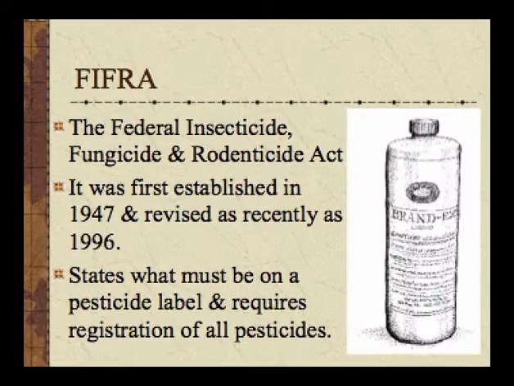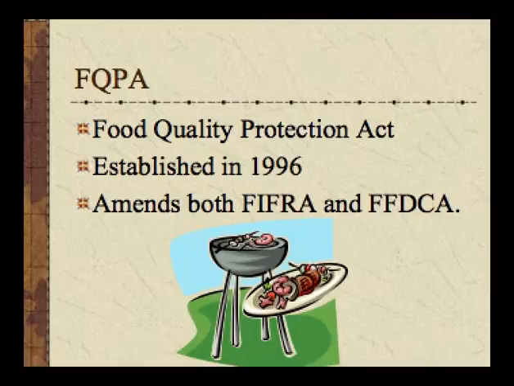The other one is FIFRA. This is the Federal Insecticide, Fungicide, and Rodenticide Act. It was first established in 1947 and revised in 96. It states what must be on the pesticide label and requires registration of all pesticides. Last, you have the Food Quality Protection Act. It was established in 1996 and amends both FIFRA and the FFDCA. Those you need to know for the AP exam.